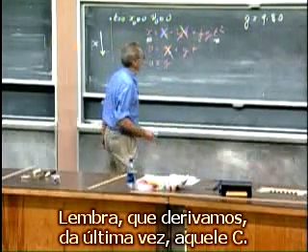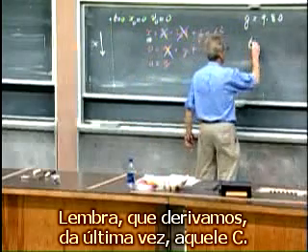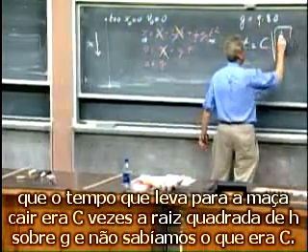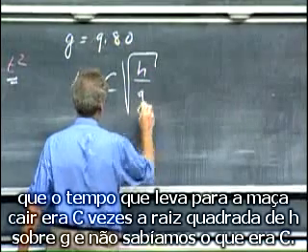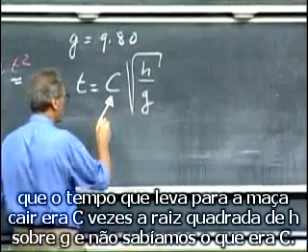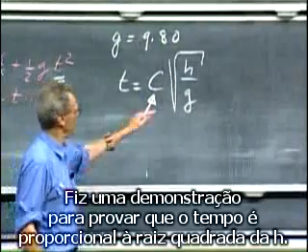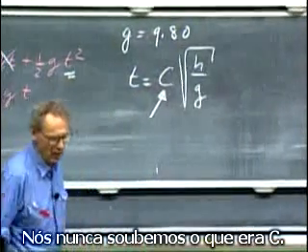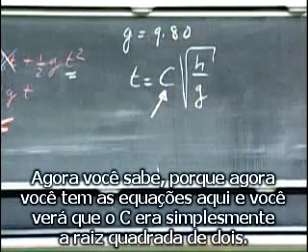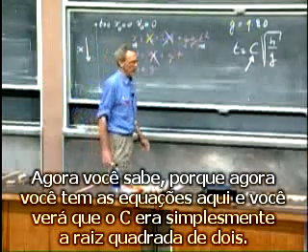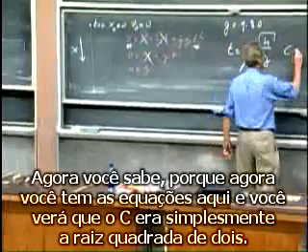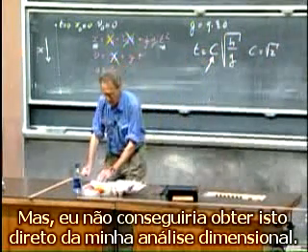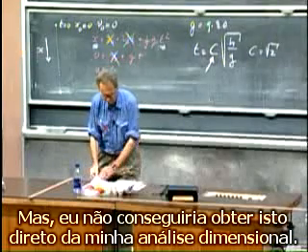Remember that we derived last time that the time that it takes for the apple to fall was c times the square root of h over g. And we never knew what that c was. I did a demonstration to show you that the time is proportional to the square root of h. Now you know, because now you have the equations here, and you'll see that that c simply was the square root of 2. But I could not derive that from my dimensional analysis.